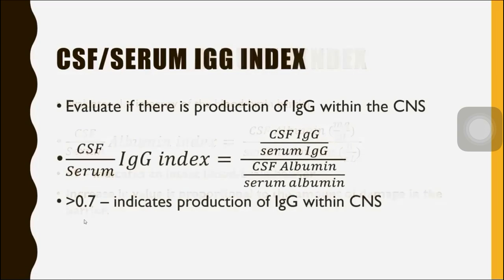How about the serum IgG index? Again, if there is no defect in the blood-brain barrier, perhaps there is production of protein or IgG within the CNS. So how will you perform the CSF serum IgG index? CSF IgG over serum IgG, over the CSF albumin index. The normal value here is less than 0.7. If greater than 0.7, it indicates production of IgG within the CNS. What conditions are associated with production of IgG or antibodies within the CNS? The most common that we should know, of course, is multiple sclerosis.